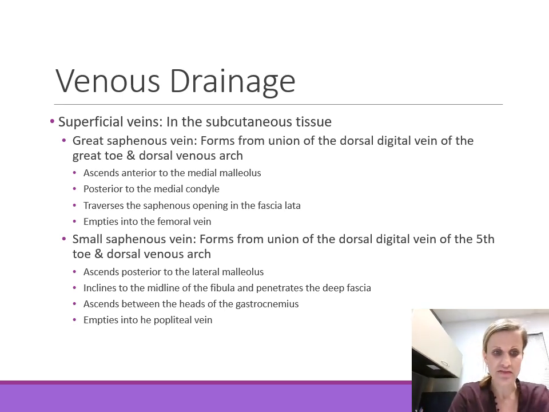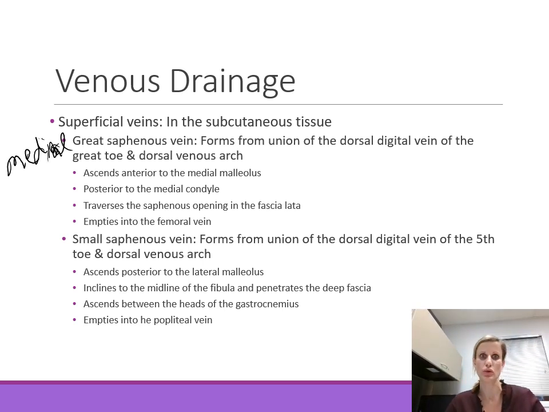The great saphenous vein runs up the medial leg all the way from the foot up to the proximal leg, almost like the groin region. The great saphenous vein forms from the union of the dorsal digital vein of the great toe, so the big toe, which is located medially, and the dorsal venous arch of the foot. The great saphenous vein ascends, or goes up, anterior to the medial malleolus, so it wraps around in front of the medial malleolus of the tibia.